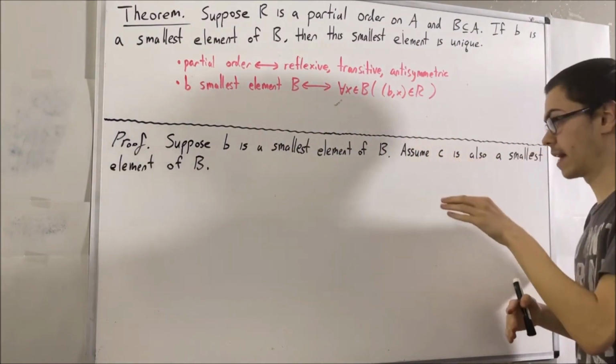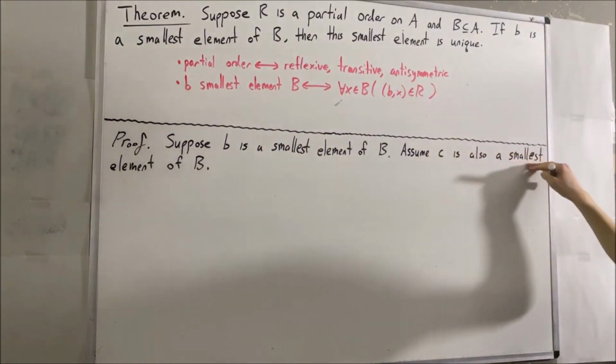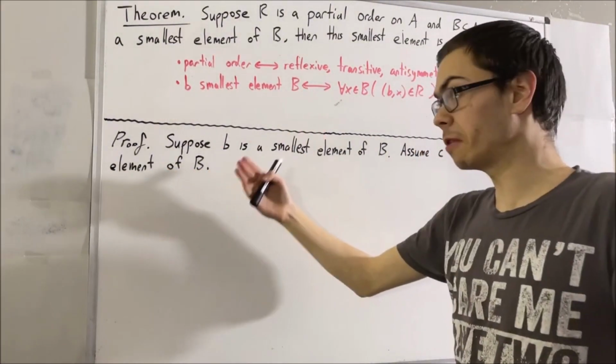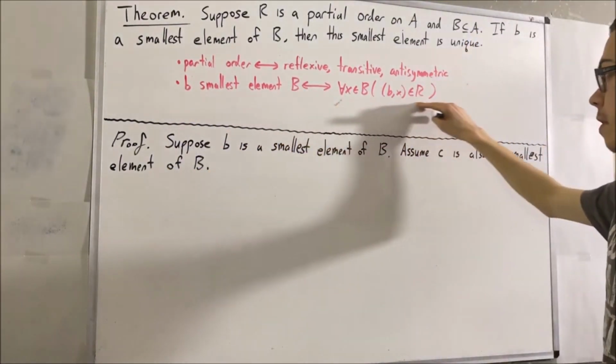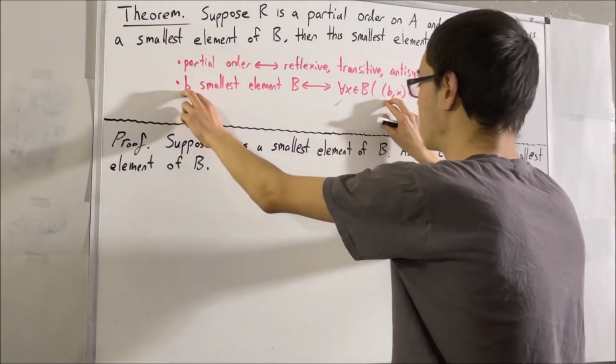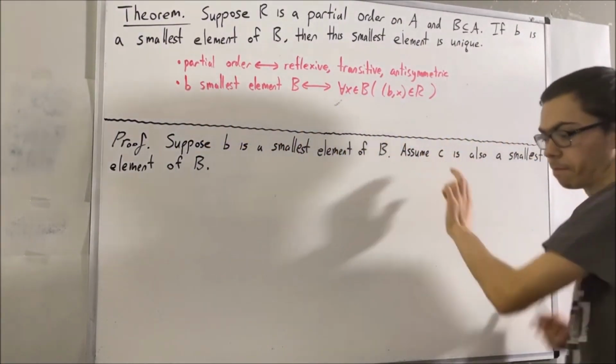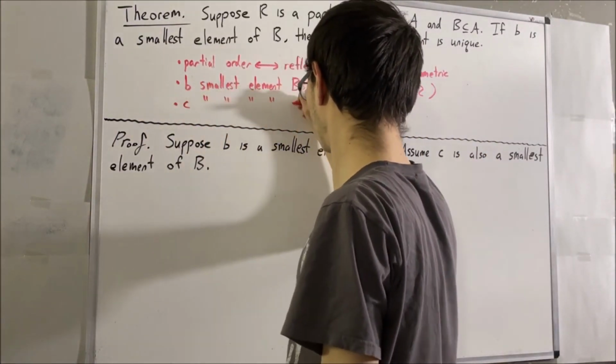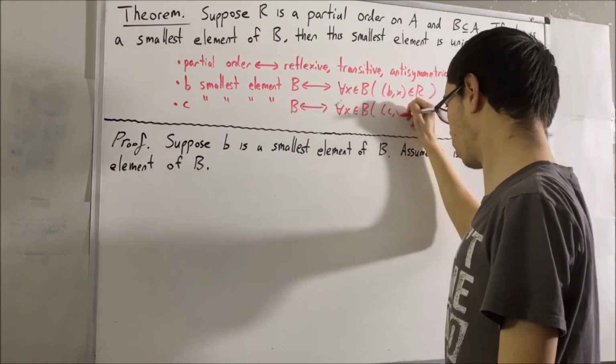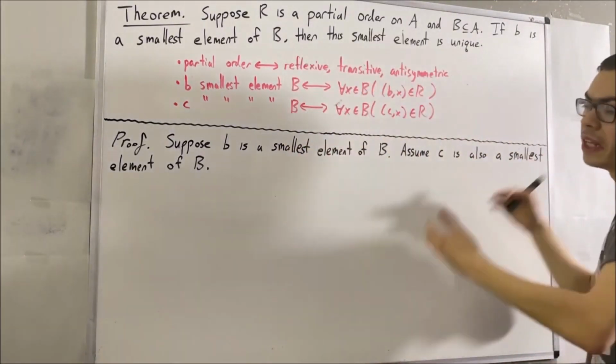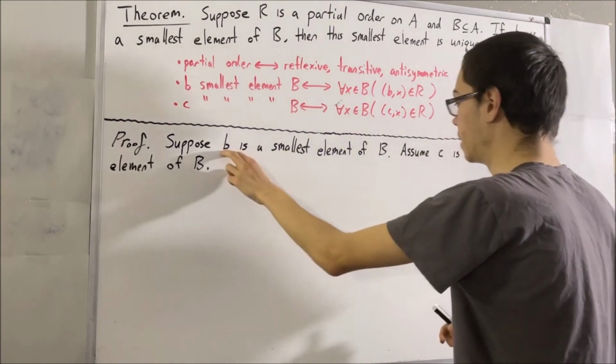Before we get into that, what does it mean for c to be a smallest element of B? Well, it means exactly what we have here. It's just that instead of little b, I'm going to replace it with little c. Okay, so now let's get into deducing that b is equal to c.